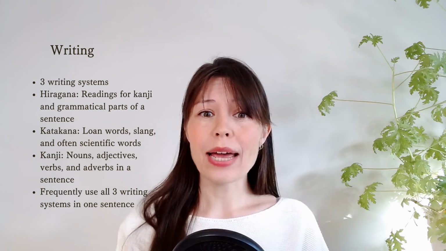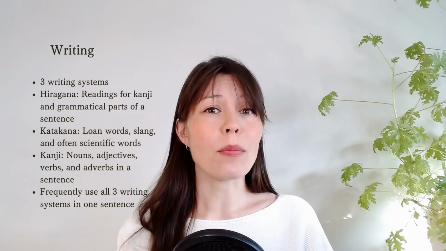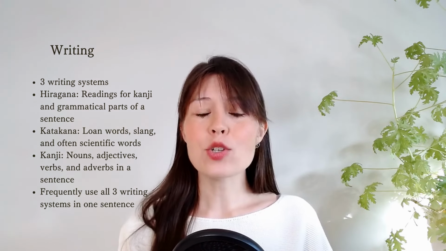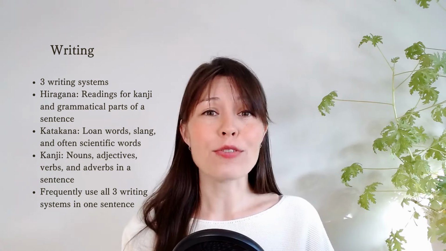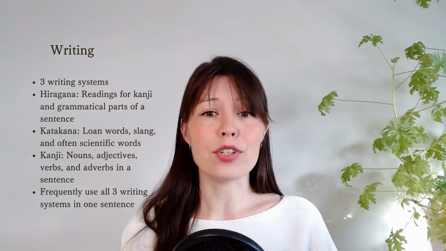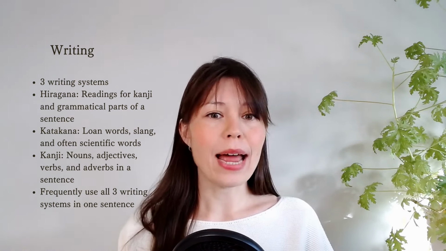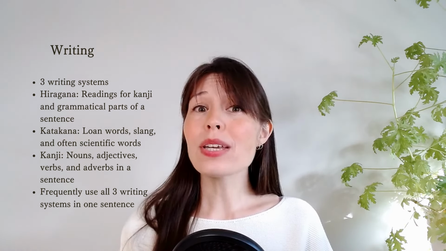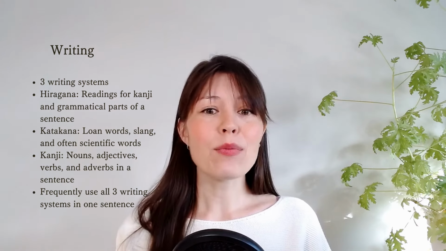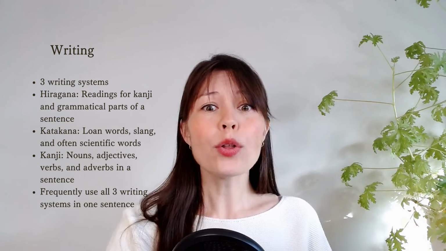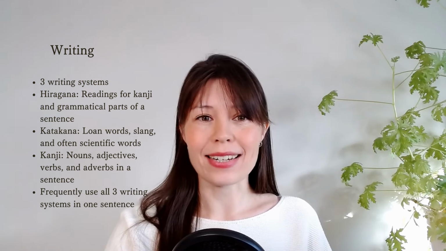Hiragana looks rounder and is used to write readings for kanji and grammatical parts of a sentence. Katakana is more angular, and it's used to write loanwords, slang, and often scientific words too. Kanji may look complex, but they're made of different components. They're used to write nouns, adjectives, verbs, and adverbs in a sentence. Most native speaker adults today can recognize about 2,000 kanji. Japanese frequently uses all 3 writing systems in one sentence.